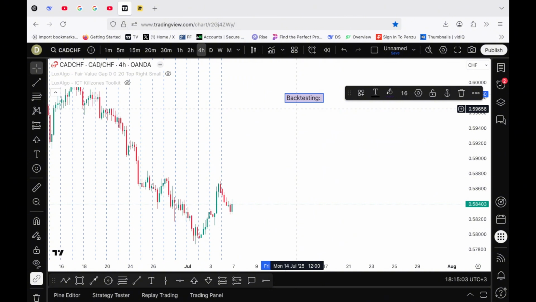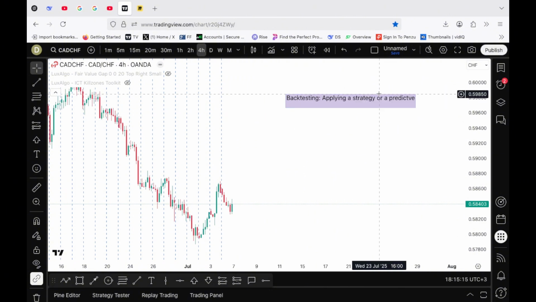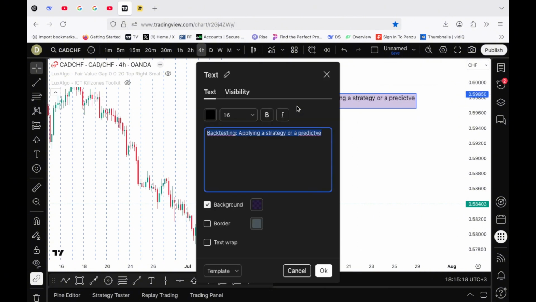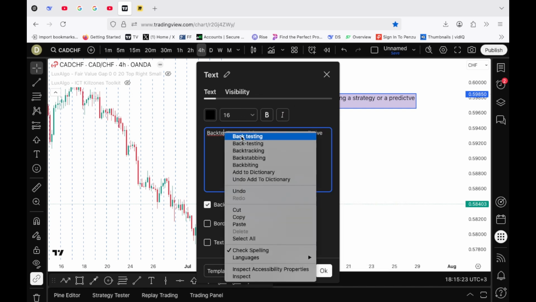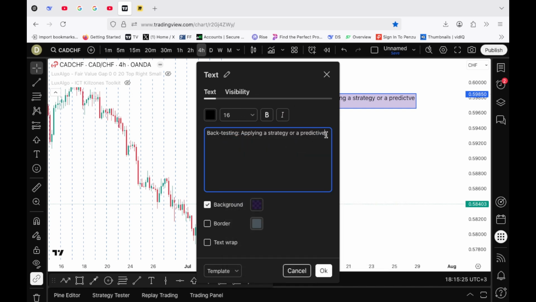Fundamentally, backtesting is applying a strategy. This is actually like the definition of backtesting: applying a strategy or a predictive model. Of course, a strategy is maybe a predictive model. And let's just try this on here so that you can actually use a predictive model on historical data to determine the accuracy of a strategy.